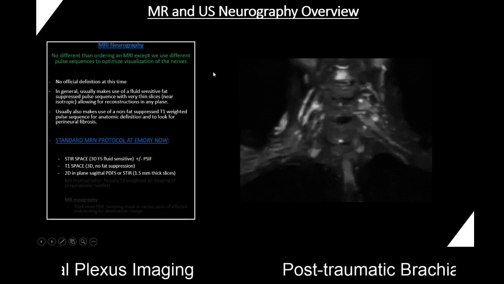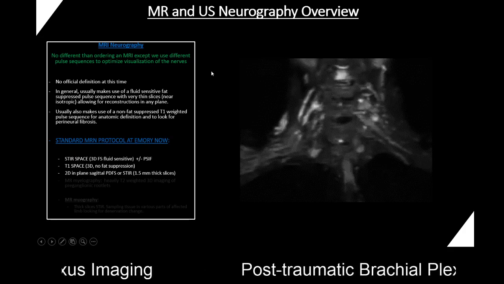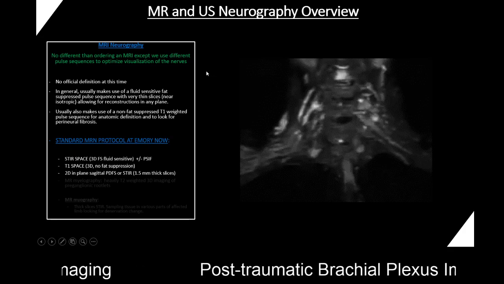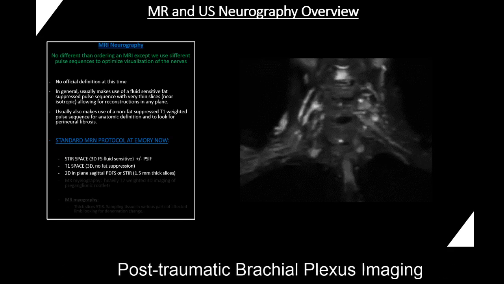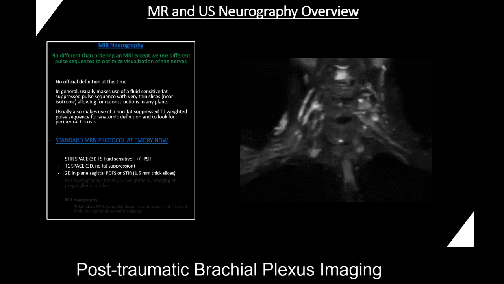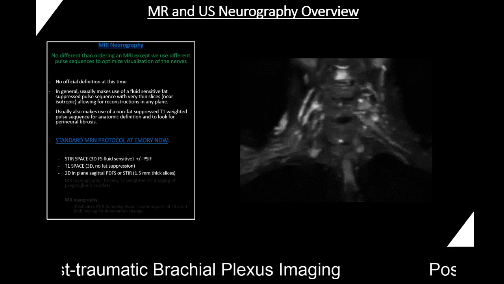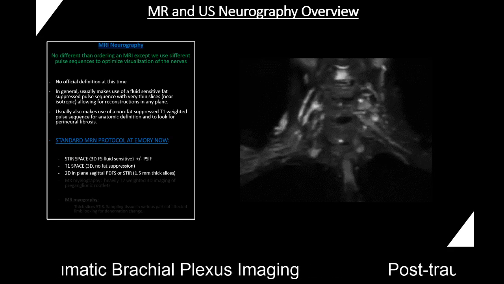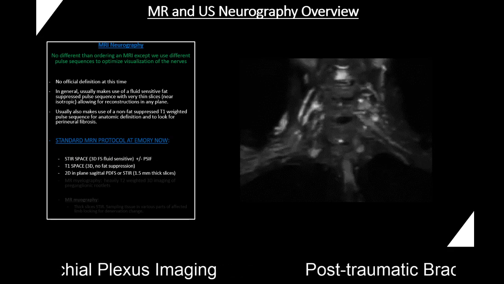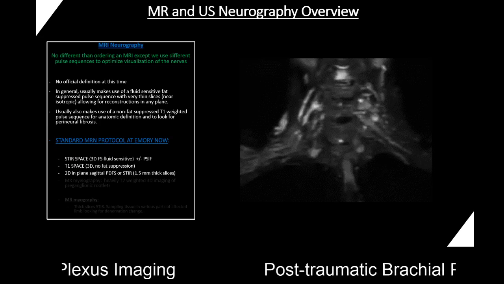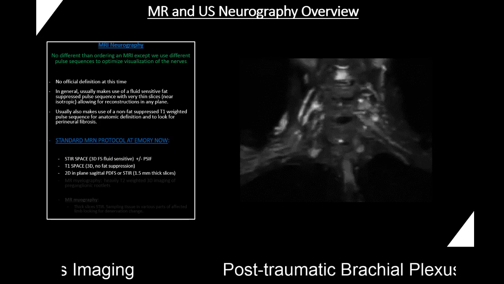So MRI neurography is a term that has become very popular. There's really not an official definition of what this is, and each institution does their protocol slightly differently, but the majority of places will use a combination of 2D and 3D imaging, and will have some sort of fluid-sensitive, fat-suppressed imaging technique to look at the nerves as they head toward the shoulders.